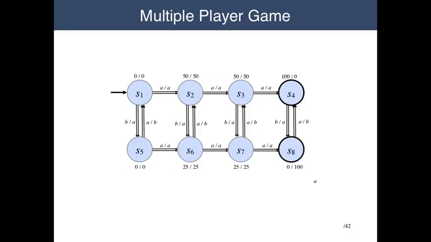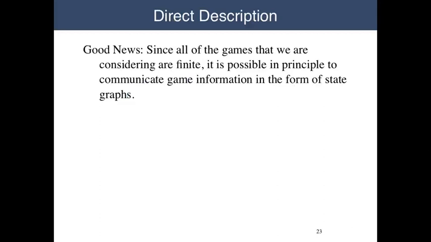We also have different goals for the different players. For example, in state S4, player 1 gets 100 points, while player 2 gets 0 points. And in state S8, the situation is reversed. The state graph captures the essential information about a game.